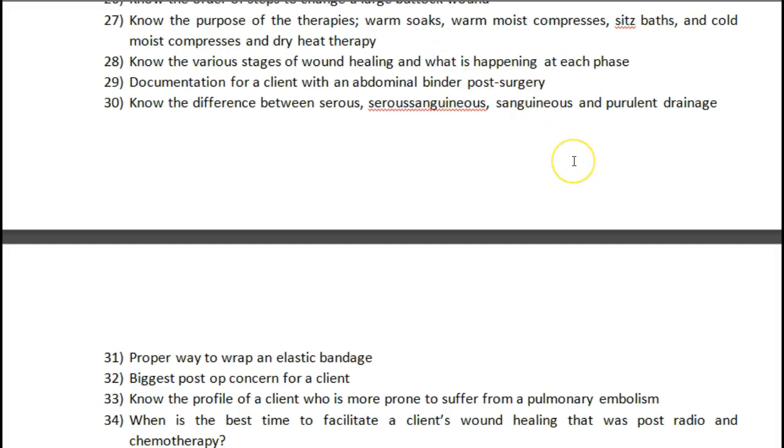Know the various stages of wound healing. There's the proliferative phase, in which a wound heals by primary intention, and basically it causes a new capillary network to form that provides oxygen and nutrients for new tissue and contributes to the synthesis of collagen, which is a fatty, elastic tissue in your body.